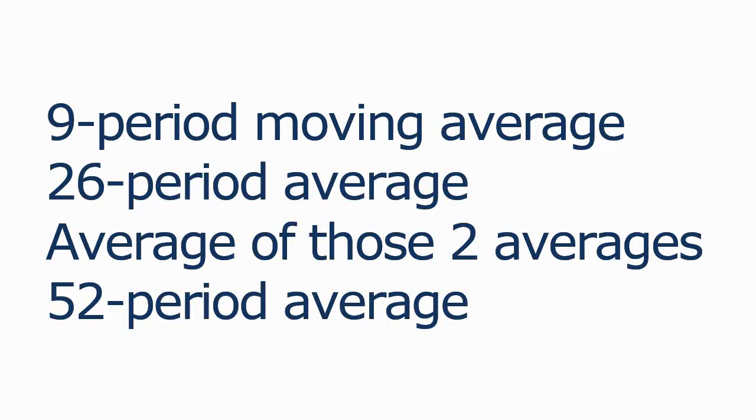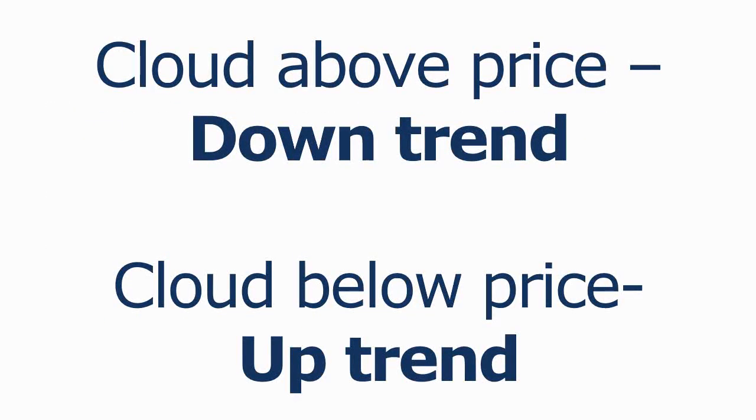And the settings are the 9-period moving average, 26-period average, an average of those 2 averages, and a 52-period average. The cloud itself is considered potential support and resistance zones. And when below the price, we have an uptrend. When the cloud is above price, we're looking at a longer-term downtrend.